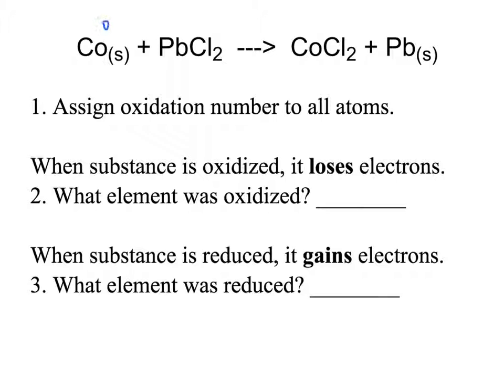For cobalt and lead, over here, they are uncombined elements, their oxidation number would be 0. For chloride ion, it's -1. And we figure out from this combination of chloride being -1, double over the chloride, that the oxidation number of cobalt would be +2, and for lead it would be +2 as well.